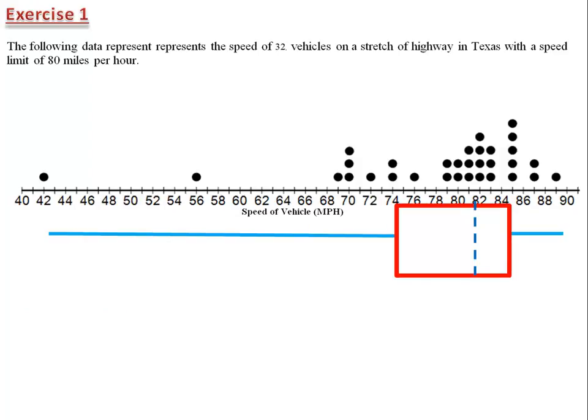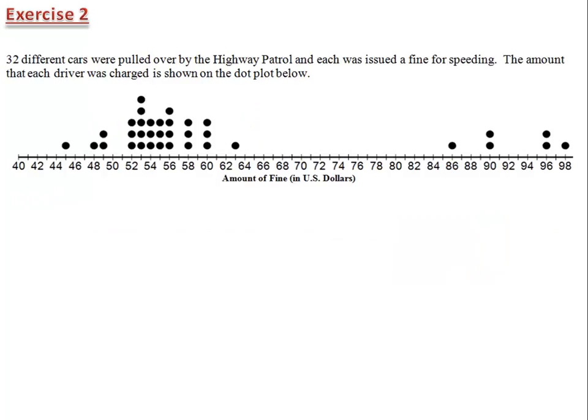So there is one more thing I might think about. We have a couple of points out here that look like they might be outliers. We actually need to deal with those, but we'll deal with those in a moment. For now, I'd like to take a look at exercise 2 so that you can practice what you just learned.